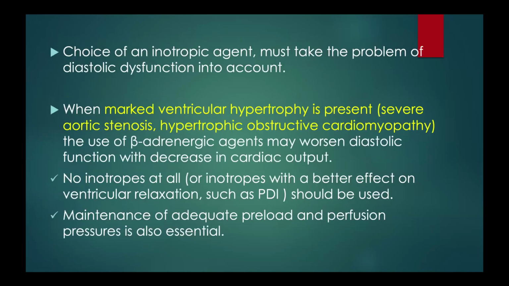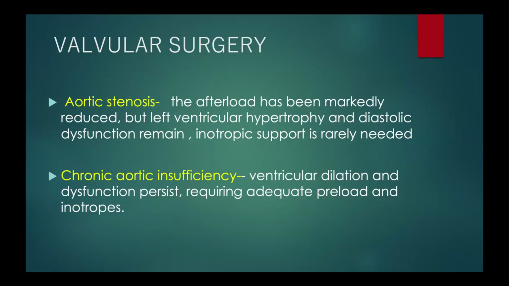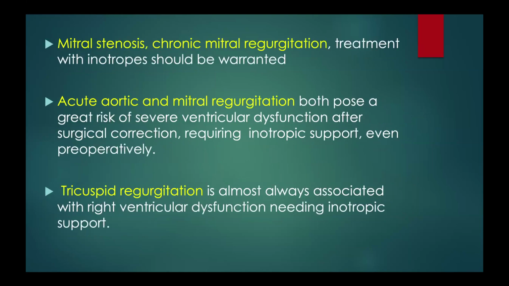So when marked ventricular hypertrophy is present, in cases of severe aortic stenosis or hypertrophic obstructive cardiomyopathy, the use of beta-adrenergic agents may worsen the diastolic function. In valvular surgeries, again in aortic stenosis, it may be used, but in chronic aortic insufficiency, where there is ventricular dilatation and dysfunction, there is usually a requirement of adequate preload and inotropes. In mitral stenosis, we have to be careful about the heart rate. So therefore, we should be very careful when we are titrating the inotropes.